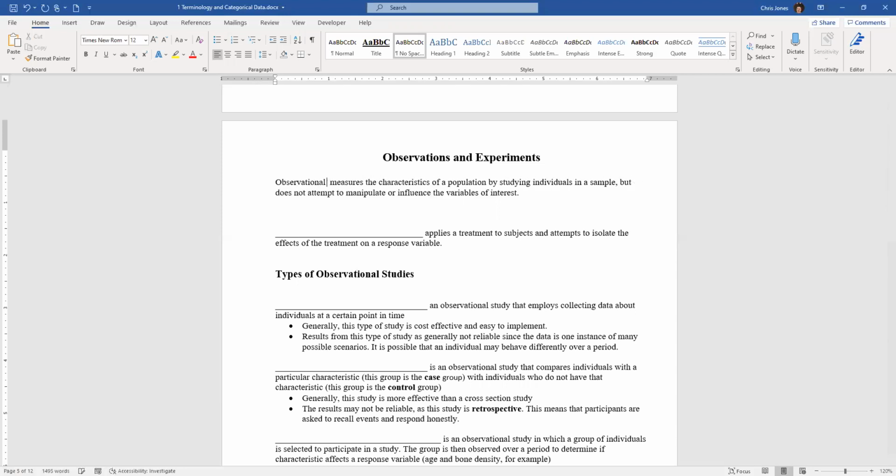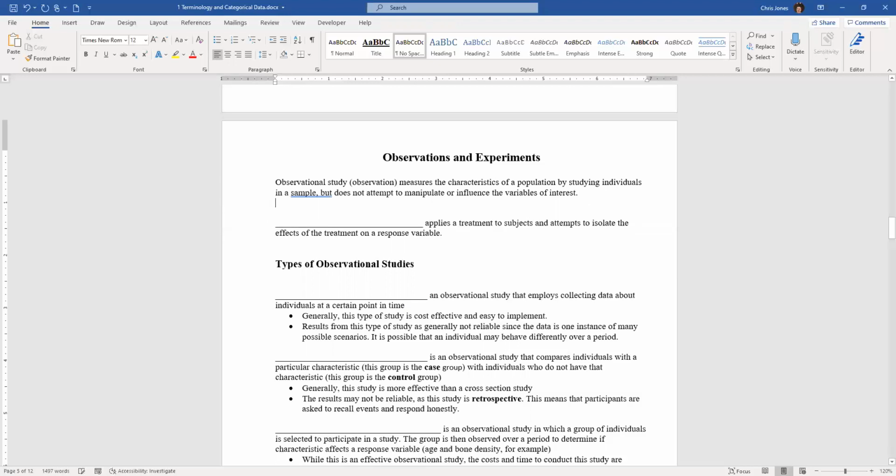An observational study, and we're just going to say observation for short, measures characteristics of a population by studying, but not trying to interfere or manipulate with any of the different variables or the characteristics. So basically, in an observational study, it is what it is. We sit back and we watch and we record what happens. We don't induce any sort of treatment.